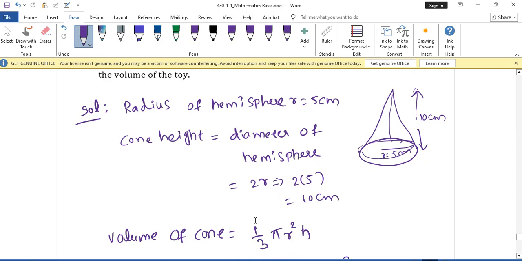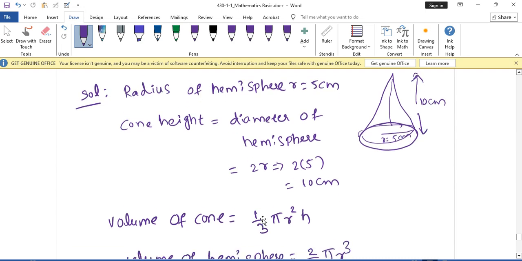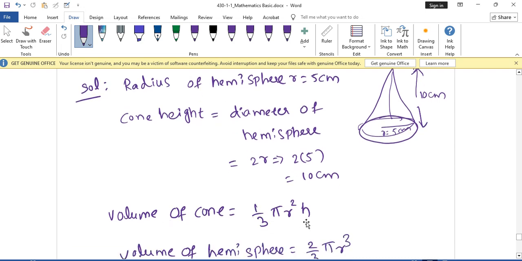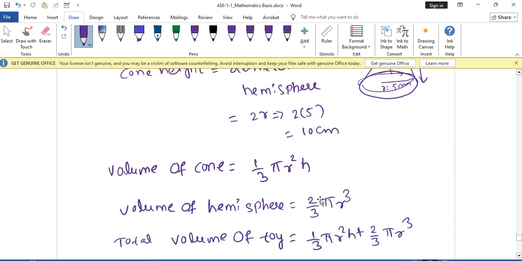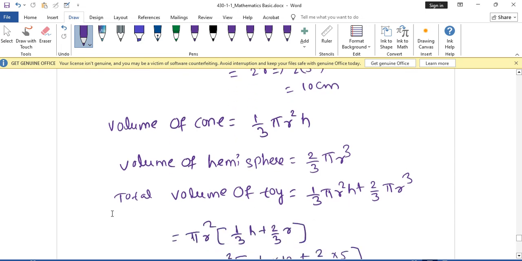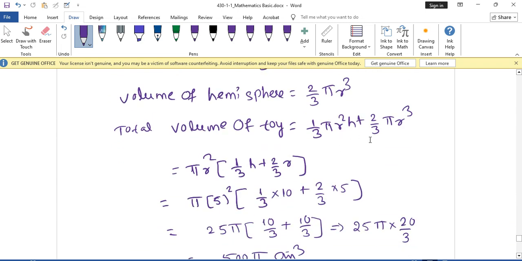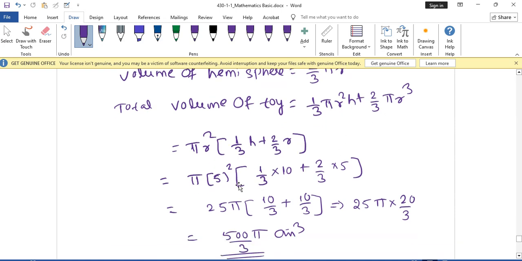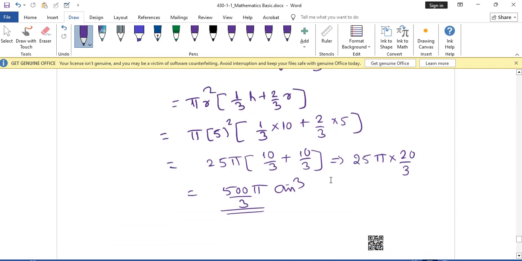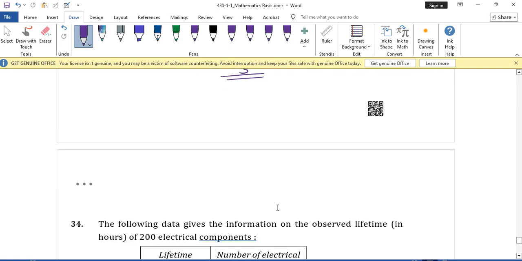Volume of solid means volume of cone plus volume of hemisphere. Volume of cone is 1 by 3 pi r square h and volume of hemisphere is equal to 2 by 3 pi r cube. Total volume of toy is equal to volume of cone plus volume of hemisphere. Take pi r square common: 1 by 3 h plus 2 by 3 r. Substitute values: pi r square, 5 square, 10 by 3 plus 10 by 3, that is 25 pi into 20 by 3. So 500 pi by 3 centimeter cube is the final answer.